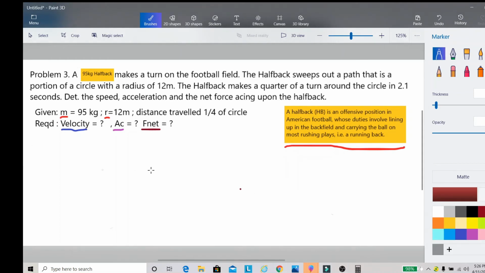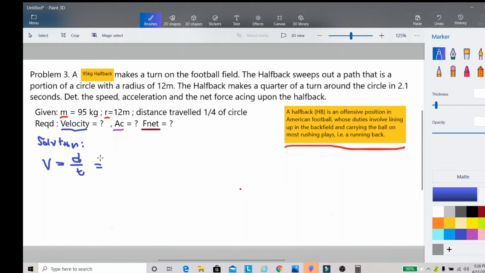Okay, so we will solve first for the velocity. Let us make it blue. So we solve for the velocity. Okay, we have the solution. Velocity is equal to the distance or the displacement over time. Okay, but what is the displacement of this halfback, of this football player? That is actually a quarter of a circle.